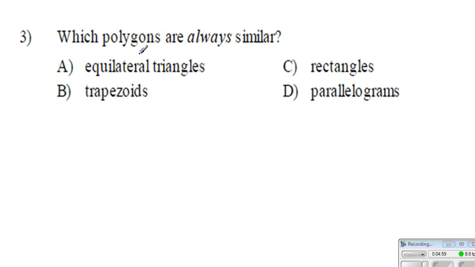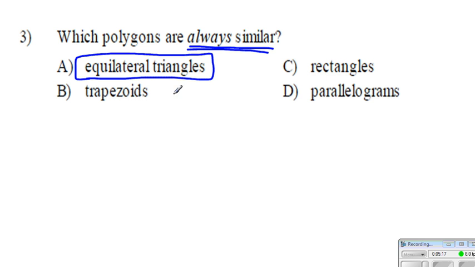Alright, let us look at number 3. Which polygons are always similar? Now, in order for polygons to be similar, there's two conditions that has to be met. Our first condition is not only the angles, but also the ratio of the sides. But in this case, actually, we realize the equilateral triangles, because equilateral triangles have always congruent angles all throughout. Therefore, all equilateral triangles will be similar.